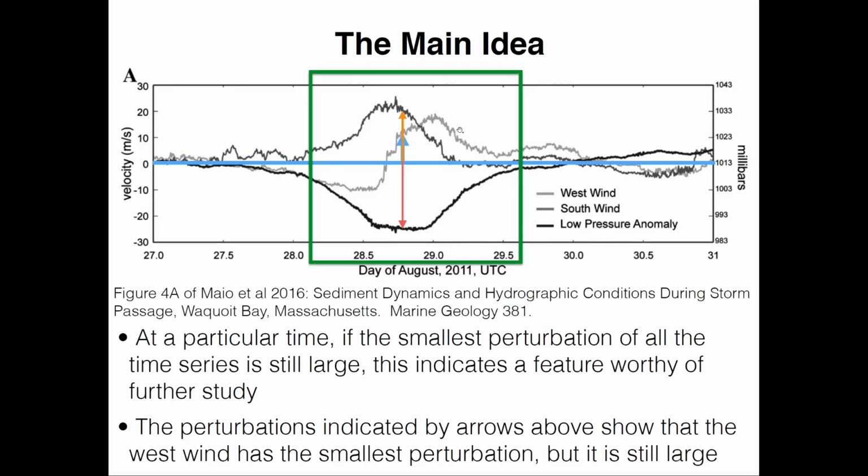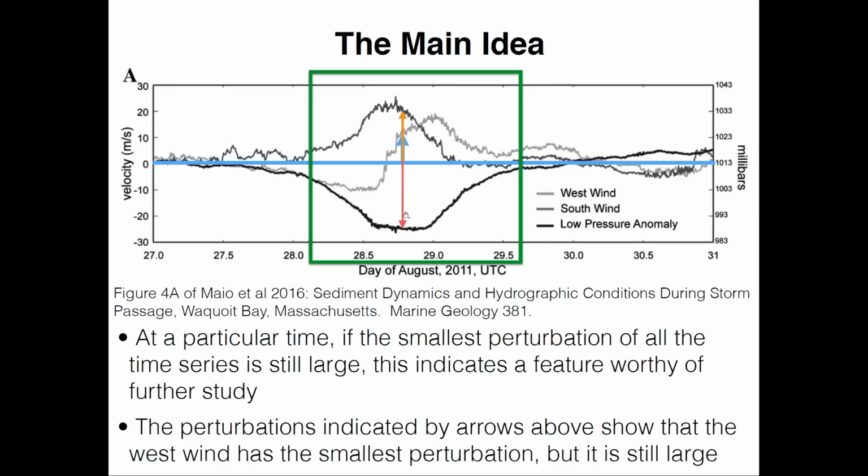So everything's different from normal in this green box, but let's look at a particular time. We can see that there's different size of perturbations from this background in each case, but consider this. At a particular time, right here, if the smallest perturbation of all the time series is still large, this indicates a feature worthy of further study. And the reason for that is that if the smallest perturbation is large, that means every other perturbation is bigger than that. That means that everything is perturbed, right?